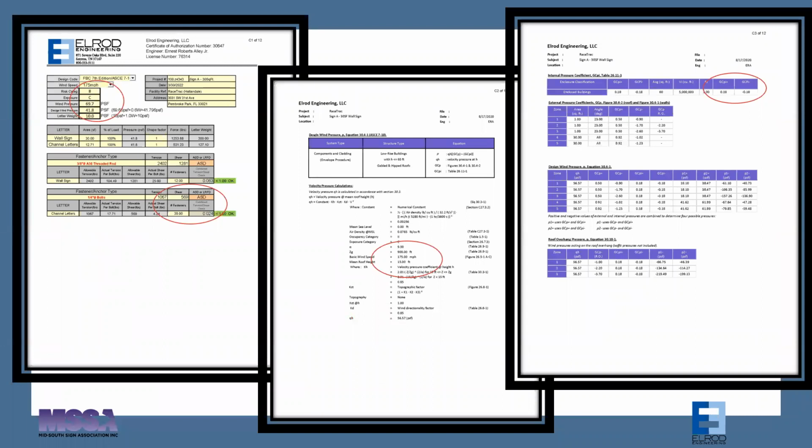The next slide shows the calculations that went with the sign. A couple of things to point out. A lot of times I know you don't even necessarily look at this stuff, but I want to educate y'all about what goes into it.